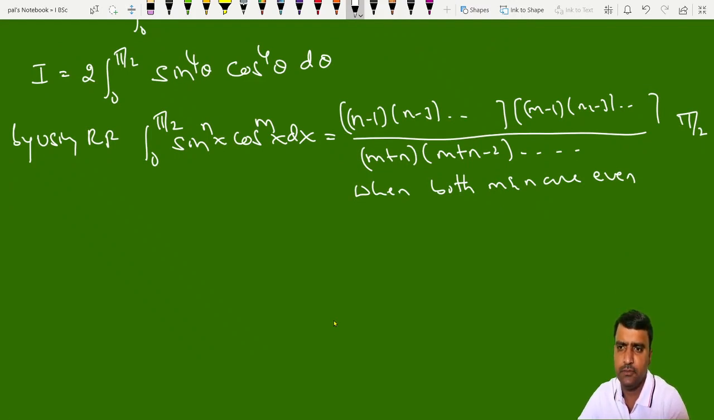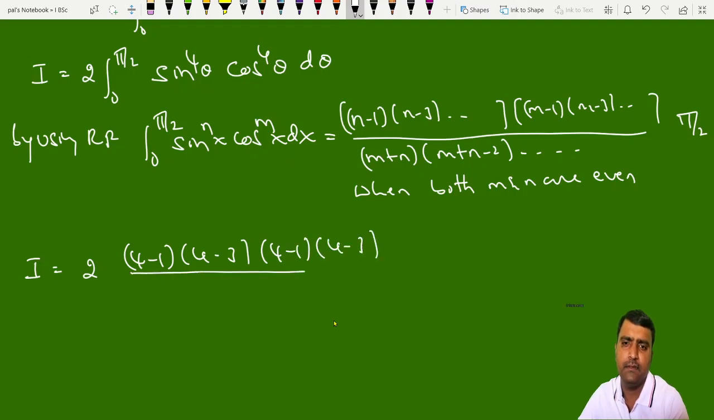So now I can be written as I is equal to 2 into, it is 4 minus 1 into 4 minus 3. So next 4 minus 5, it becomes negative, so stop here. Again m value is 4. It is 4 minus 1 into 4 minus 3, divided by 4 plus 4 is 8, 8 into 8 minus 2 into 8 minus 4 into 8 minus 6, into pi by 2.